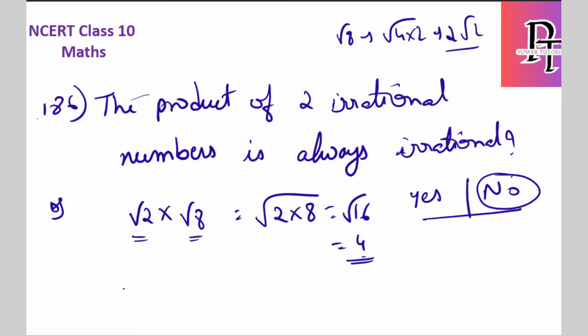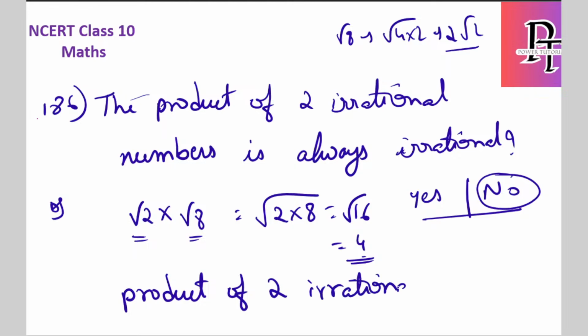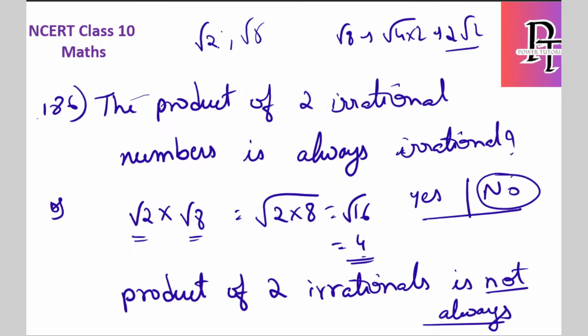Okay, so you can conclude the product of two irrationals is not always irrational. It can be rational if it is like this. The product of two prime roots, like root 2 and root 5, these two are irrational, and their product will also be irrational. But the product of two non-prime or composite roots, like this, can be rational.